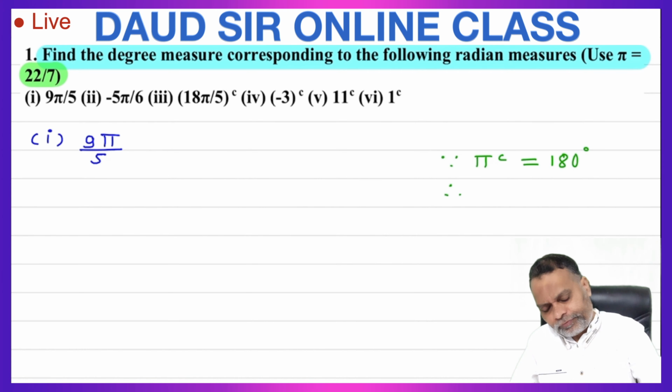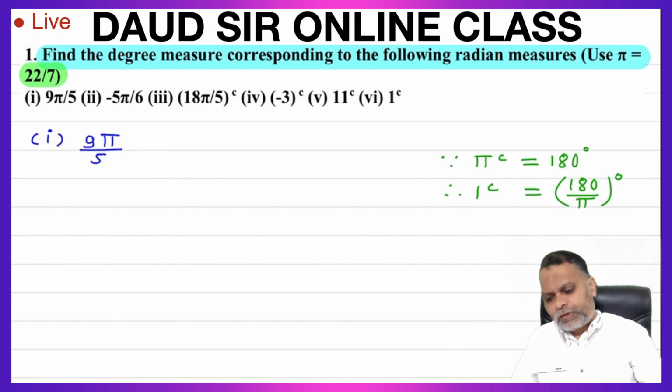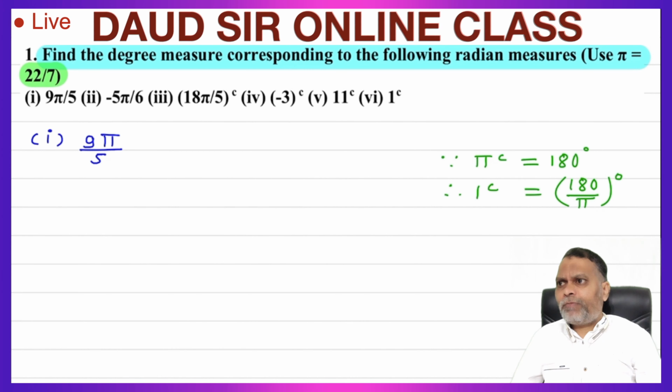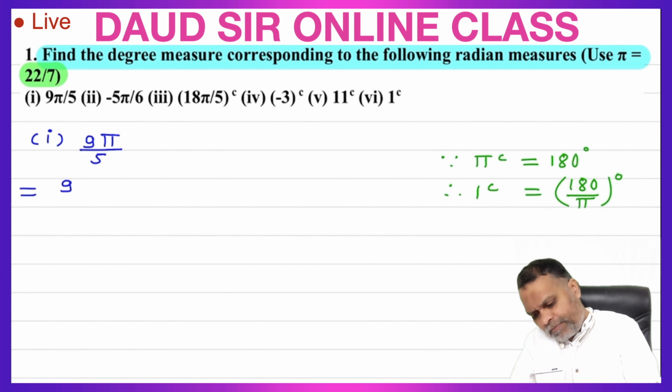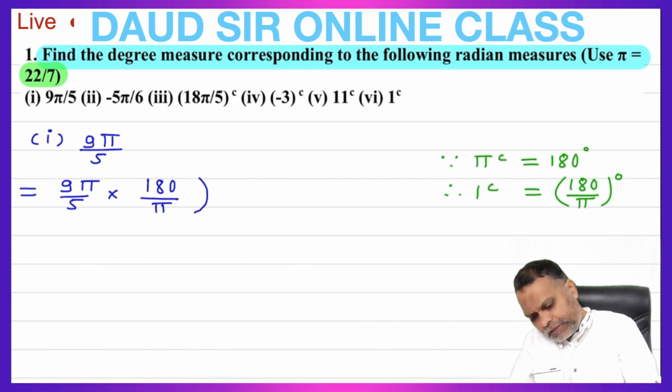So therefore 1 radian is equal to 180 upon pi degree. So here 9 pi upon 5 radian. So multiply this 9 pi by 5 radian by 180 by pi degree, then it will be converted into degree, which is equal to 9 pi by 5 into 180 upon pi degree.